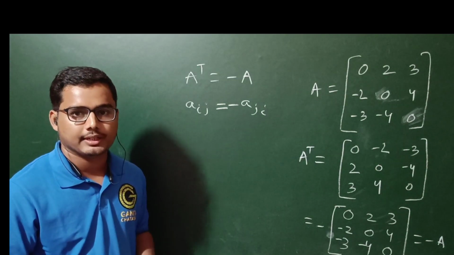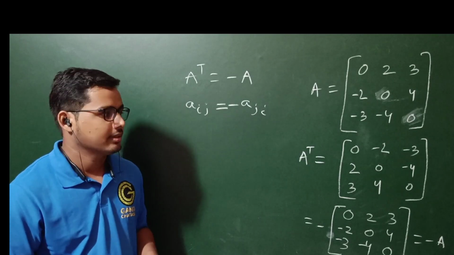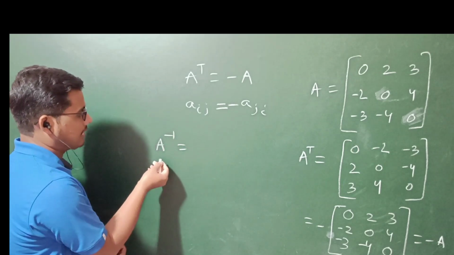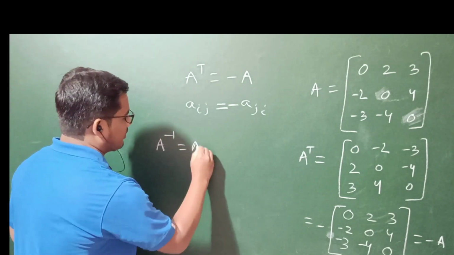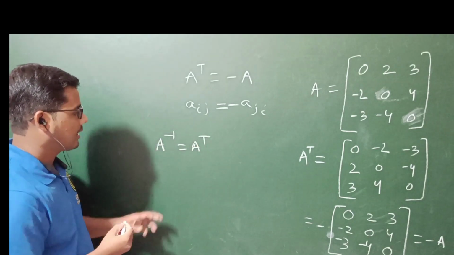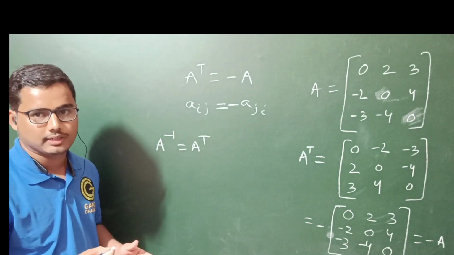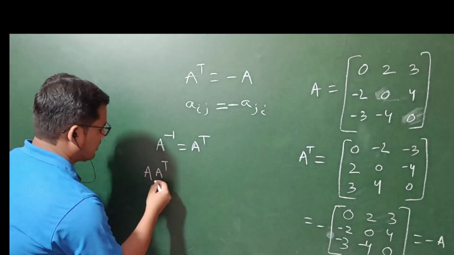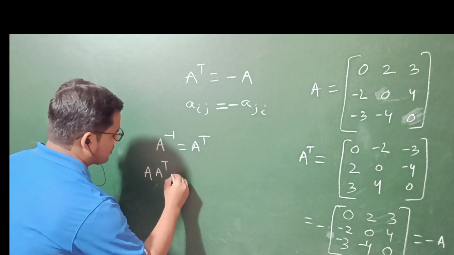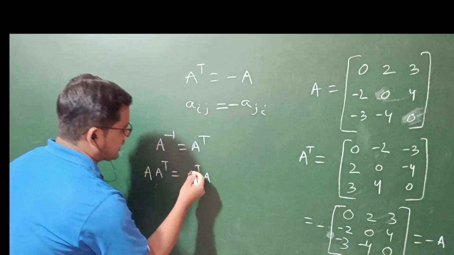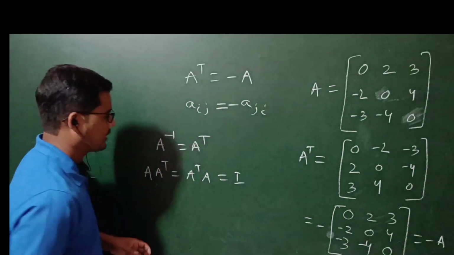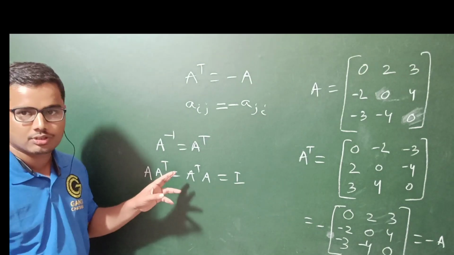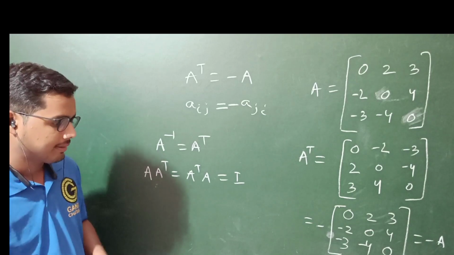Then the orthogonal matrix. What is an orthogonal matrix? If the inverse of a matrix A is its transpose, then the matrix is called an orthogonal matrix. That means the product of A and its transpose is equal to A transpose times A, which is equal to the identity matrix. That means if A is a matrix, its transpose will be its inverse. This is called an orthogonal matrix.